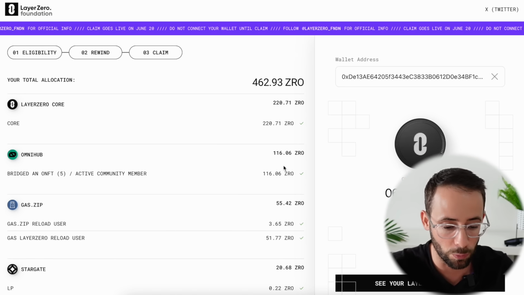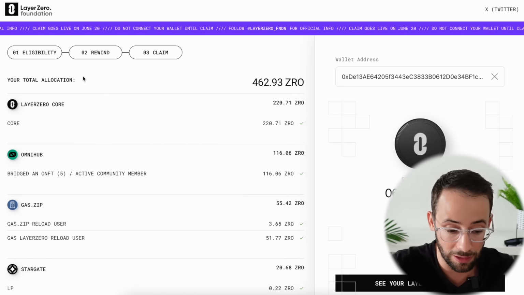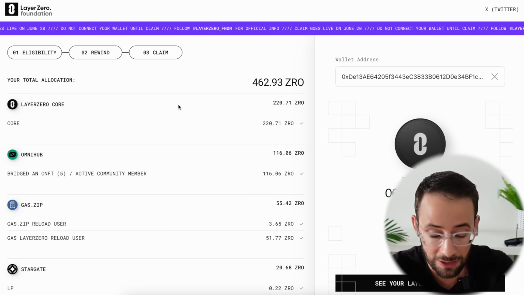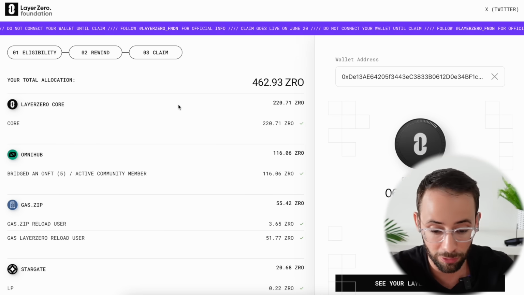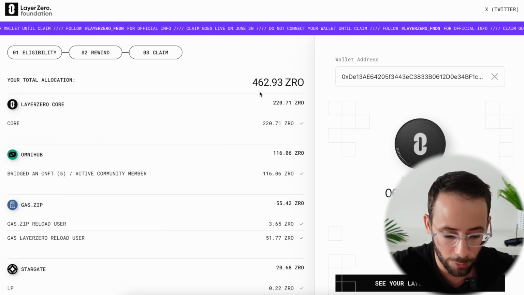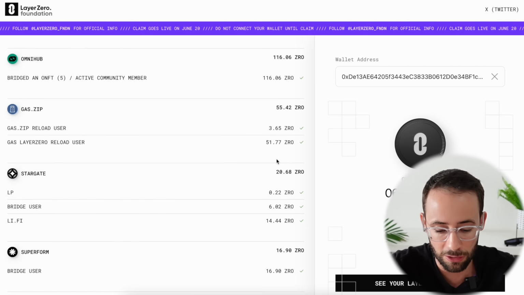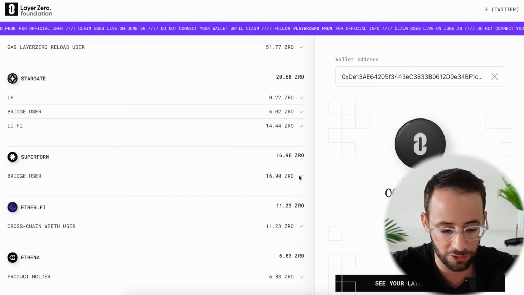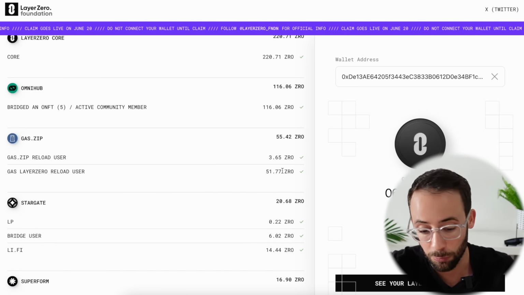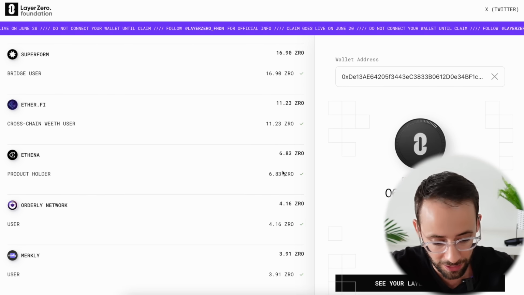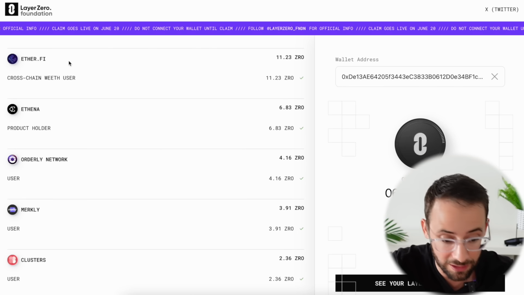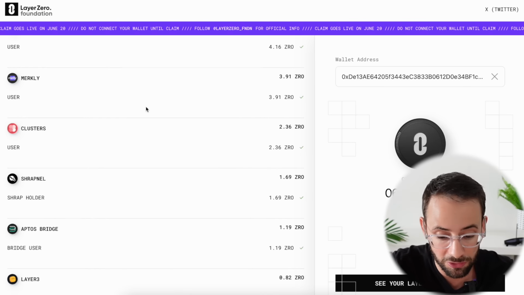And the way that this one works is they've broken it down into LayerZero core, which is the fees that you paid to bridge on LayerZero protocol, scaled linearly to get a token allocation. And then there's all of these RFP token allocations that you could get as well for doing things like interacting with specific apps, providing liquidity, bridging specific assets like EtherFi's ETH, and a bunch of other things.